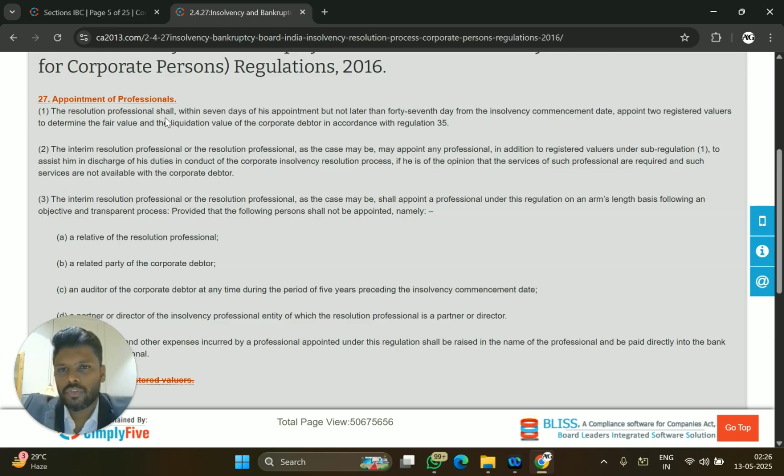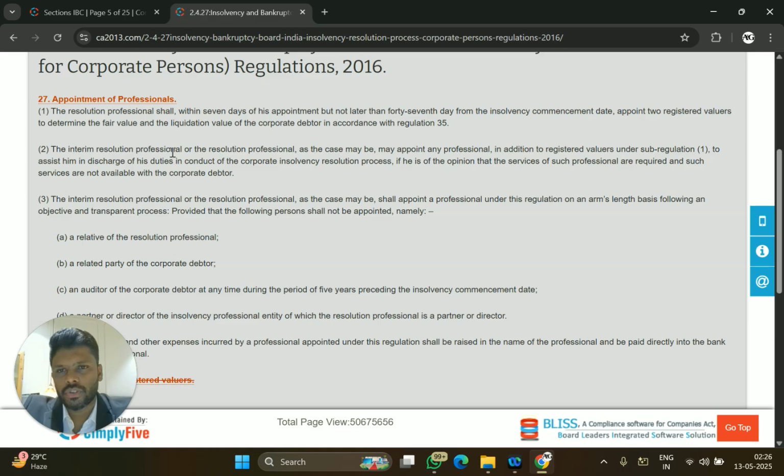So the resolution professional shall, within 7 days of his appointment, but not later than the 47th day of the insolvency commencement date, appoint two registered valuers to determine the fair value and the liquidation value of the corporate debtor. The terminology is very important. How do they have to value? They have to determine the fair value of the assets as well as the liquidation value of the assets. How do they determine it? That is mentioned in the accounting standards; the valuers have their own process of doing it. They know very well how to do it. For us, it's not really very relevant.